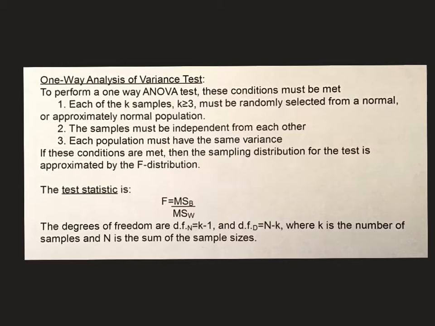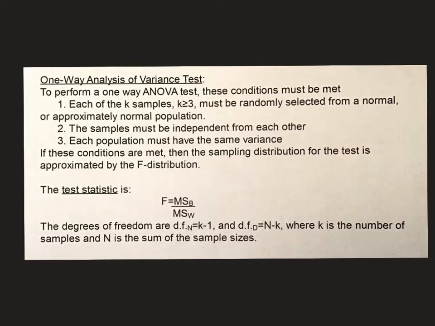Each of the k samples, where k is greater than or equal to 3, must be randomly selected from a normal or approximately normal population. The samples must be independent from each other, and each population must have the same variance. If these conditions are met, then the sampling distribution for the test is approximated by the F distribution.